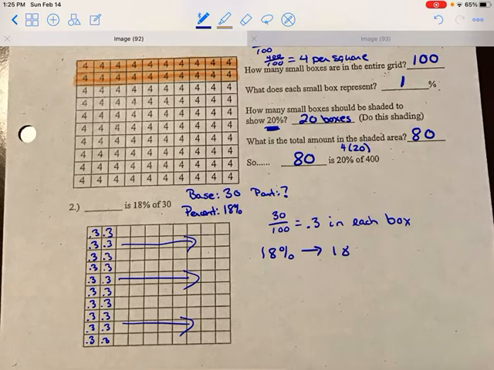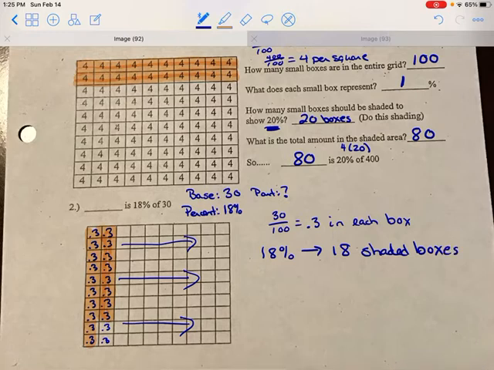18% means I should have 18 shaded boxes. All right, because I want to take 18% of this entire thing, and I know that each box is a single percent. So if I want 18%, I'm going to shade all 10 of these, and then I'm going to shade 8 of these. I'll try not to mess that up too bad. All right, so those would be my 18 shaded boxes.